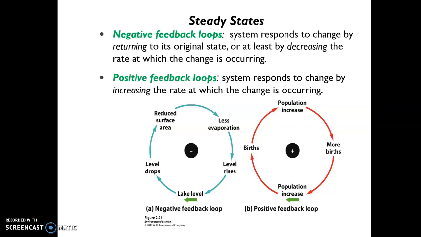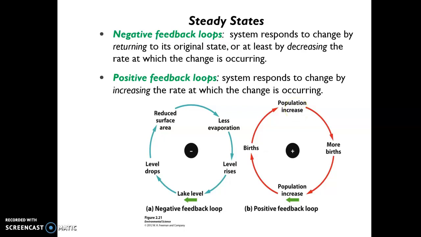Now, positive feedback loop, the definition is the system responds to change by increasing the rate at which the change is occurring. And they use the example of a population size. So let's say this is a population of rabbits. When you have a larger population, let's say 100 rabbits, they have a certain number of births. If the births result in a population increase, then the increased population, let's say we started with 100 rabbits, now we're at 200 rabbits, so we could have more births. And because of the more births, we could have, again, another increase in population size.